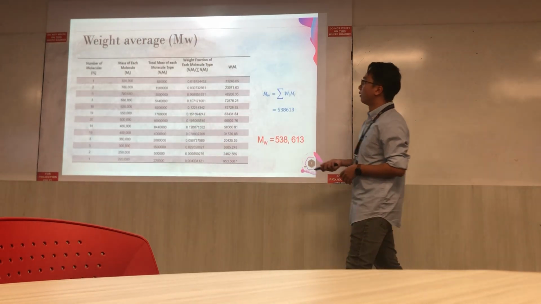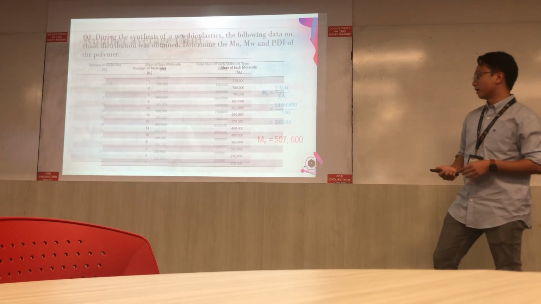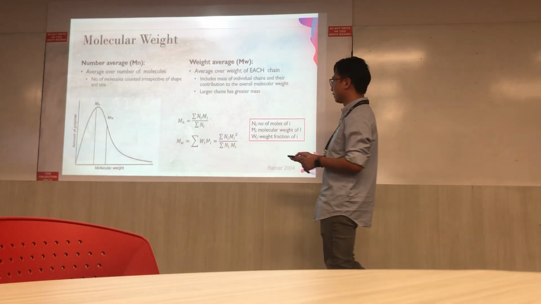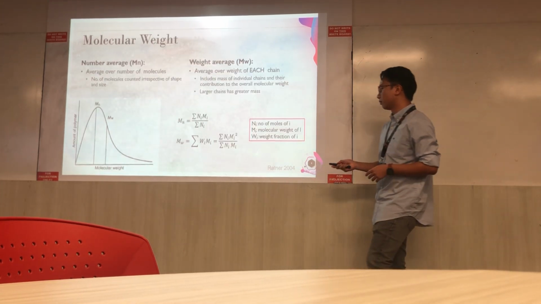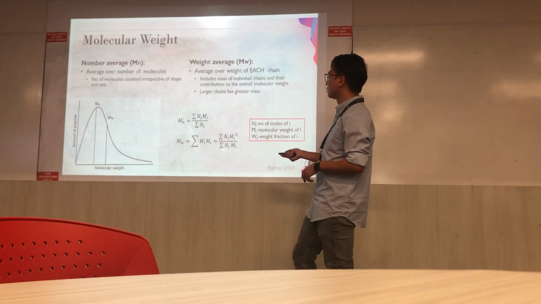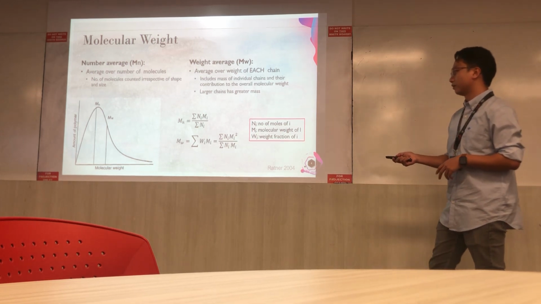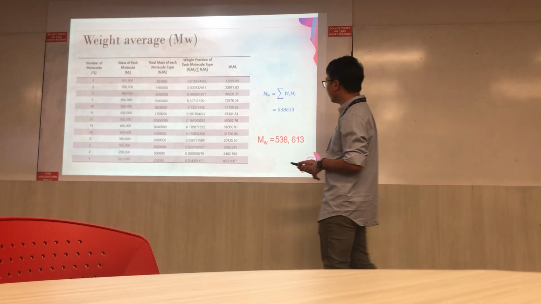Okay, but for Mw, it's slightly more complicated. So there are two ways that you can calculate it, which I've shown you. One is you go through the weight fraction. Number two, if you don't want to memorize so many different things, you have this formula and you just plug everything inside. I have to make sure you know how to do it. Okay, so let me show you.